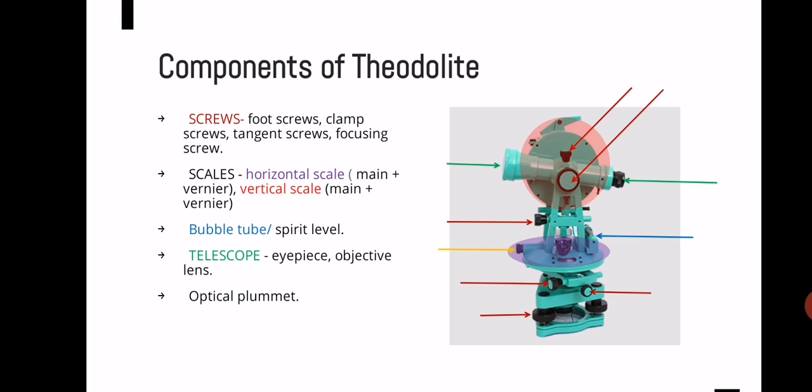And after that, we have optical plummet, which is denoted by a yellow arrow coming from the left side. It is used to check whether the instrument, the theodolite, is right above the required point or not. So it is used for the centering purpose.